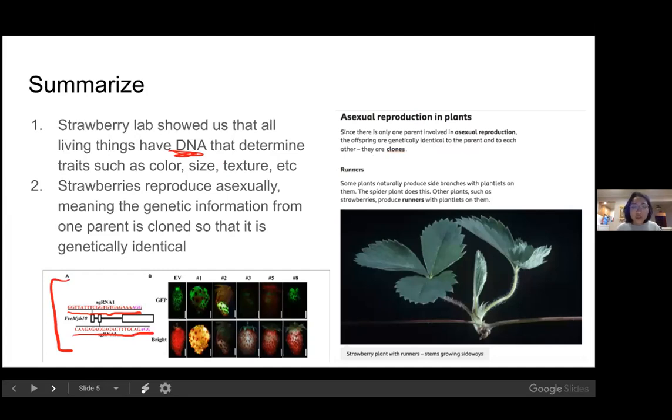Now, point number 2 is that unlike humans and other animals, strawberries reproduce asexually, meaning that genetic information from just one parent is cloned so that all of its kids turn out to be pretty much identical to the parent. So in this example, you'll see that this strawberry, just one parent, can produce more offspring by itself by cloning itself through tubers. So what this means is that their kids are exactly the same.